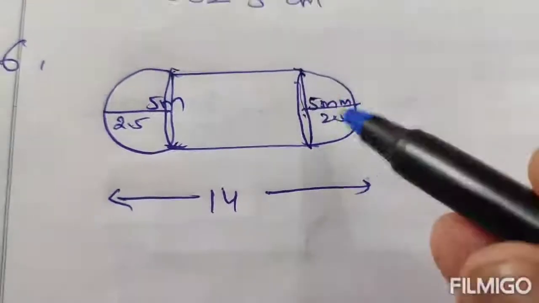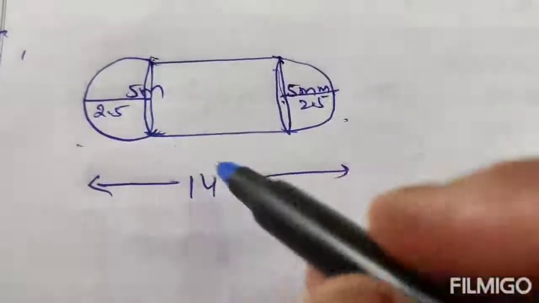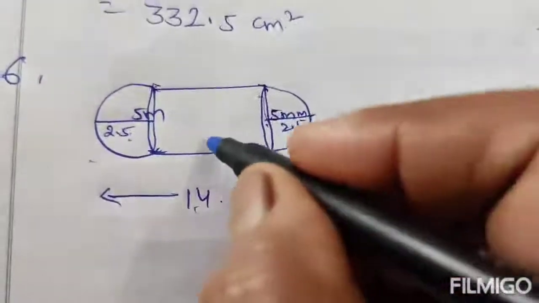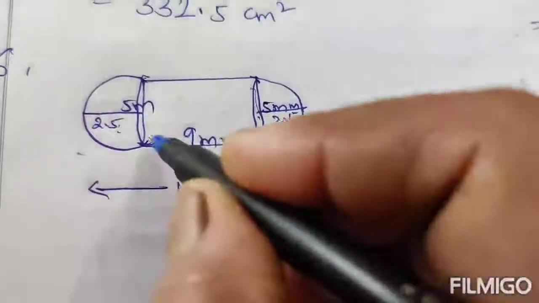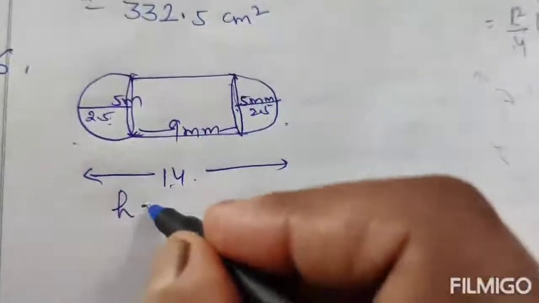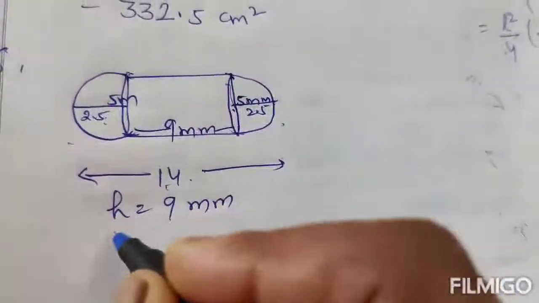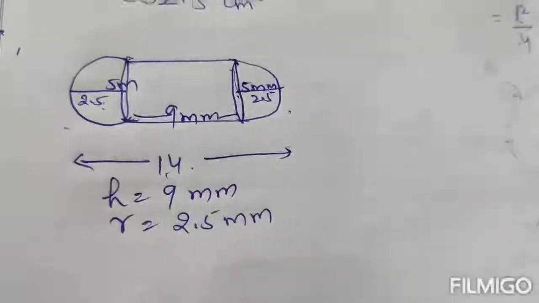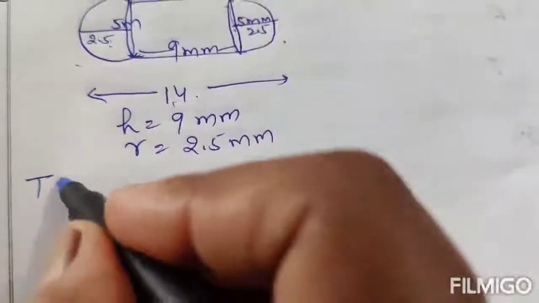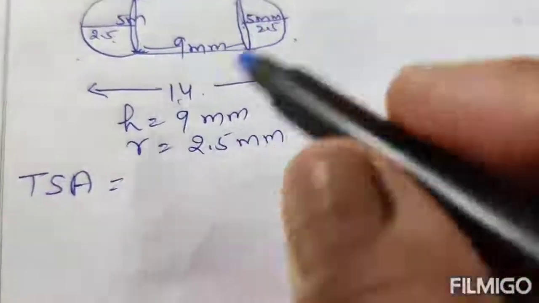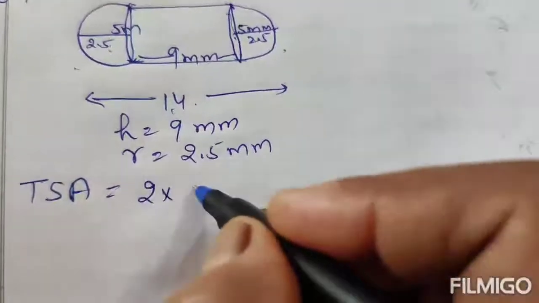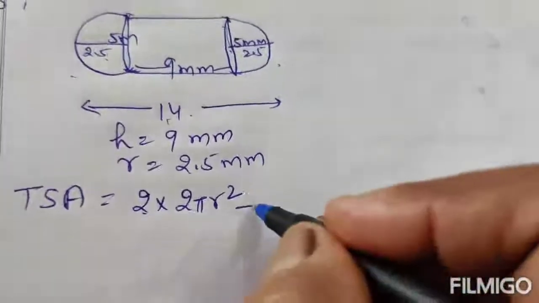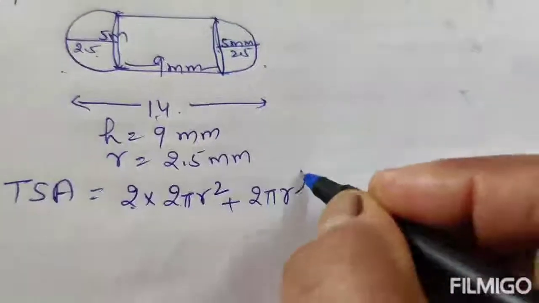Radius 2.5. It means the total length of this capsule is 14 mm. Then 2.5, 2.5. 14 minus 5 is 9 mm, the height of the cylinder. Height of cylinder is 9 mm, and radius is 2.5 mm. Find the surface area. Then the TSA of this solid is 2 into 2 pi r square, means the CSA of 2 hemispheres plus CSA of cylinder.